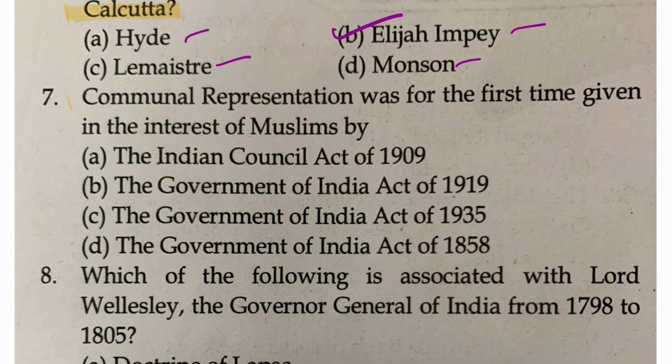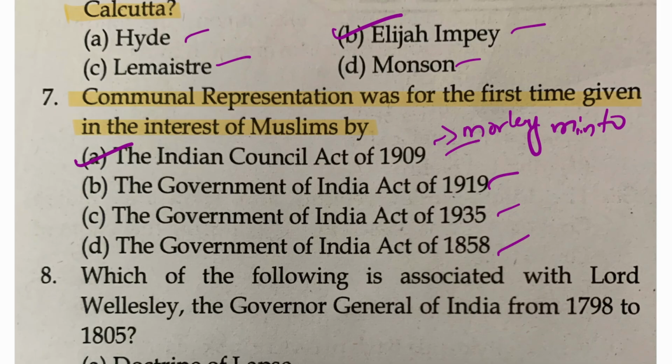Question number 7. Communal representation was for the first time given in the interest of Muslims by the Indian Councils Act of 1909, the Government of India Act of 1919, the Government of India Act of 1935, the Government of India Act of 1858. The answer is A, the Indian Councils Act of 1909. It is also called Morley-Minto.